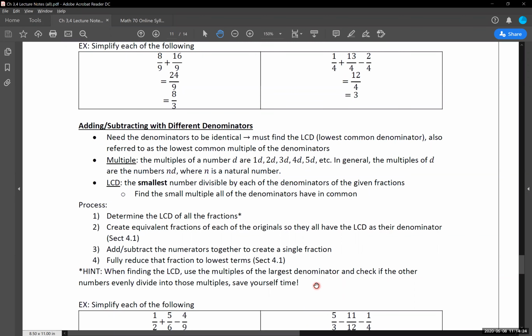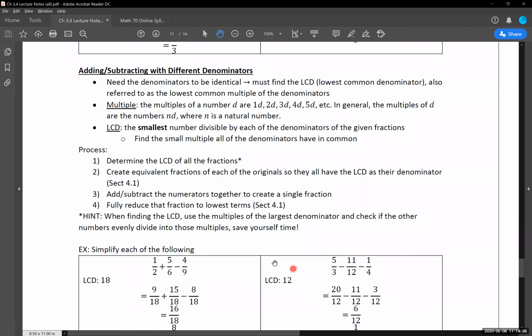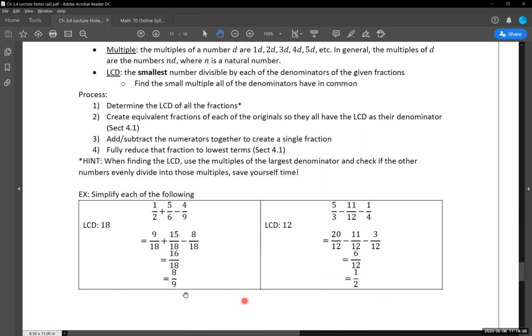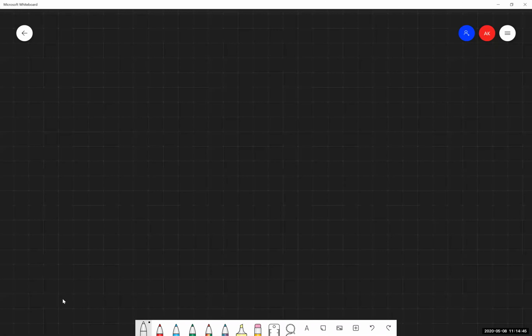So I'm going to jump on over to the whiteboard. I am going to be referencing these examples when I'm going through problems, but I do want to touch base on what I mean by using this suggested method for finding the lowest common denominator. So we'll jump on over there, and I'll show you guys what I mean with that. Okay.